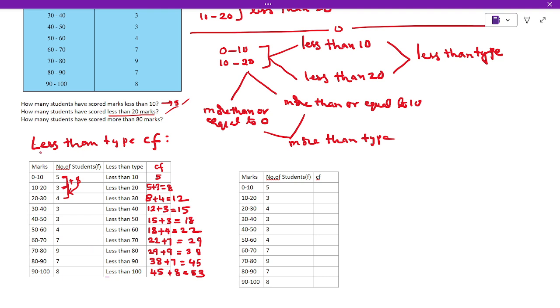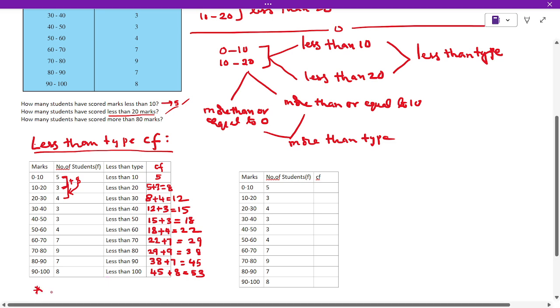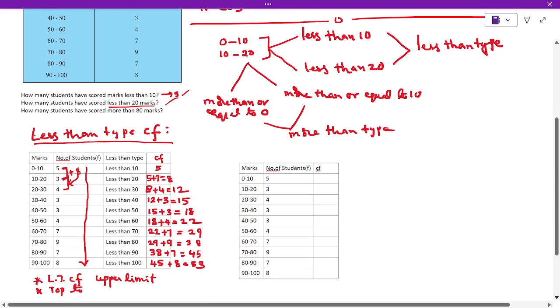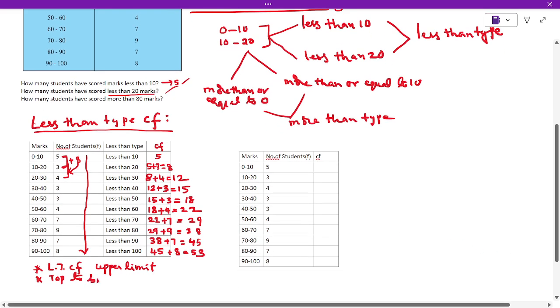So this is called the less than type cumulative frequency. Here you need to understand one observation: what is the first observation? For less than type cumulative frequency we use upper limits. In this we are adding from the starting, so this is the direction, from top to bottom. That is one thing you can easily remember: top to bottom, clear? Top to bottom, add one by one from the starting.